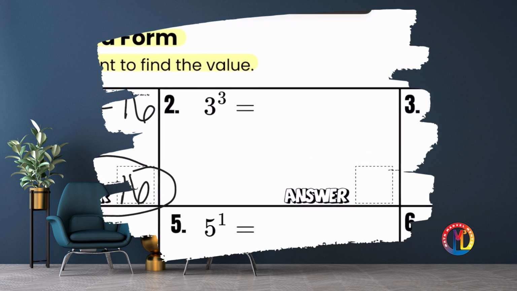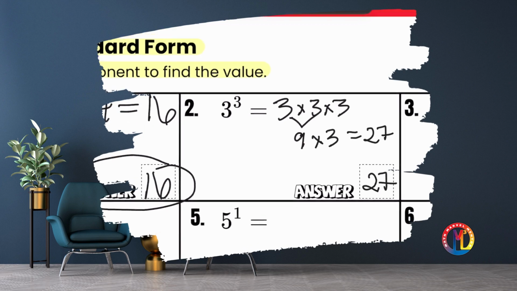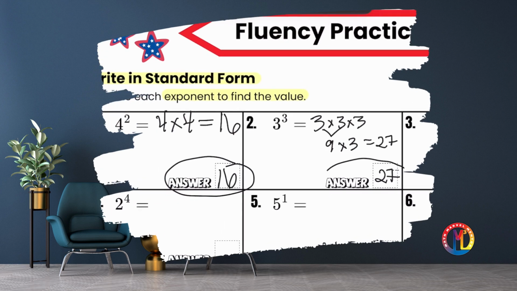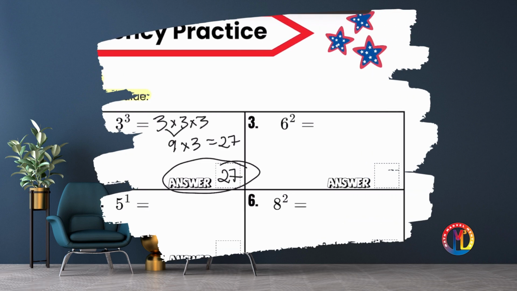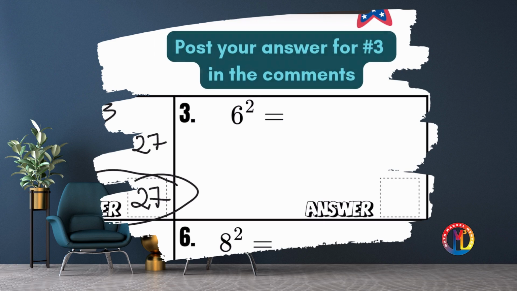Okay, let's look at number 2. My base is 3 and I'm multiplying it 3 times. So 3 times 3 is 9, and then 9 times 3 equals 27. So our answer is 27. Remember that when we're finding standard form, we're finding the value of our exponent. So let's have you go ahead and try number 3, 6 to the 2nd power, and put your answer in the comments below.